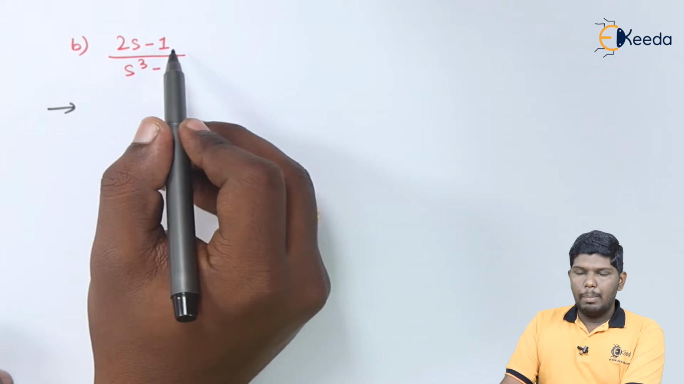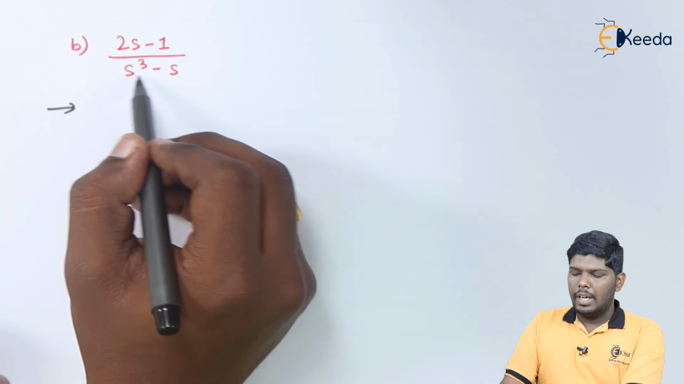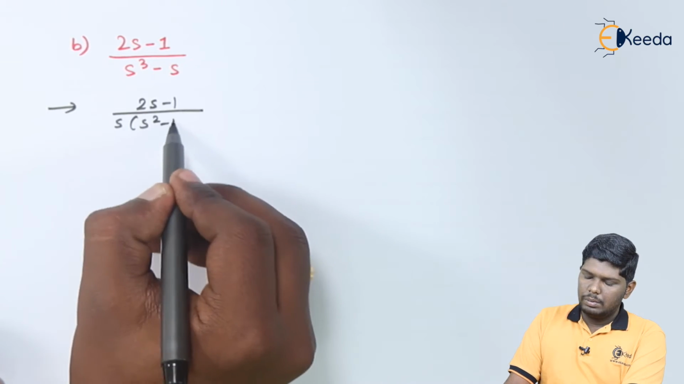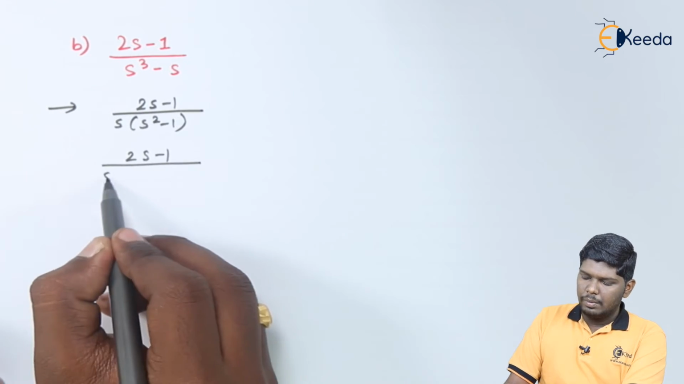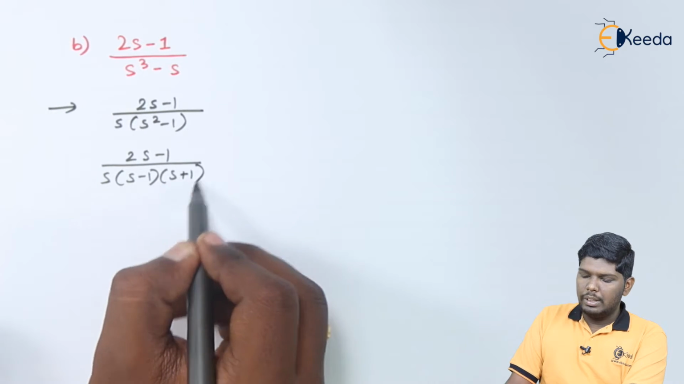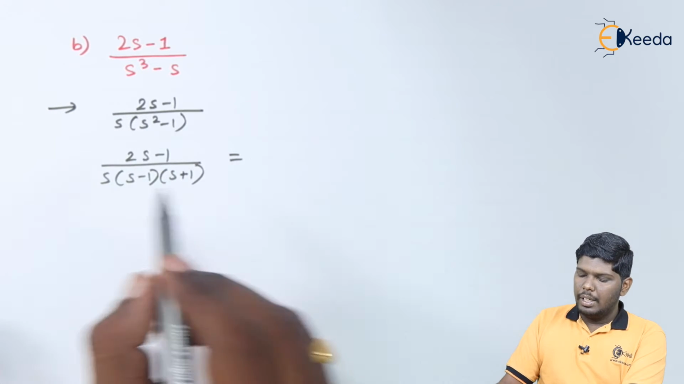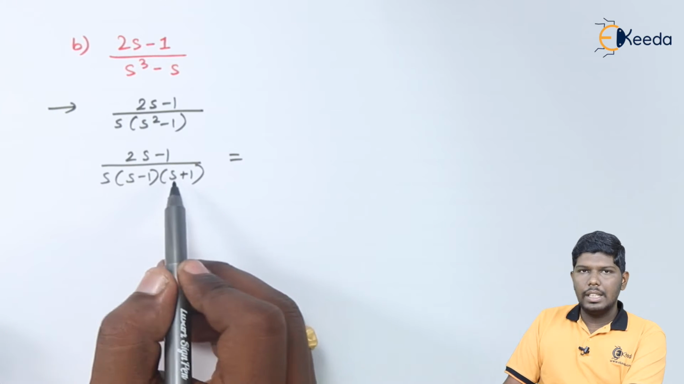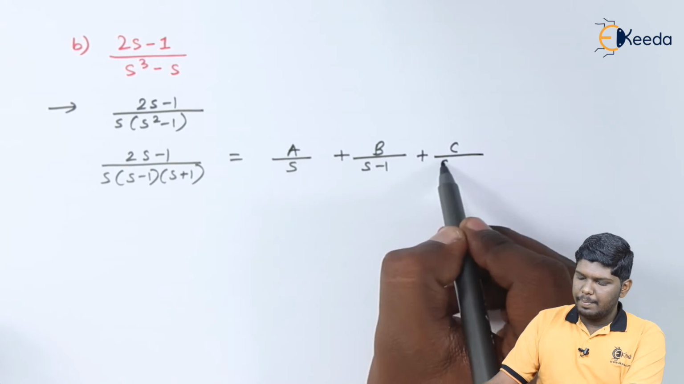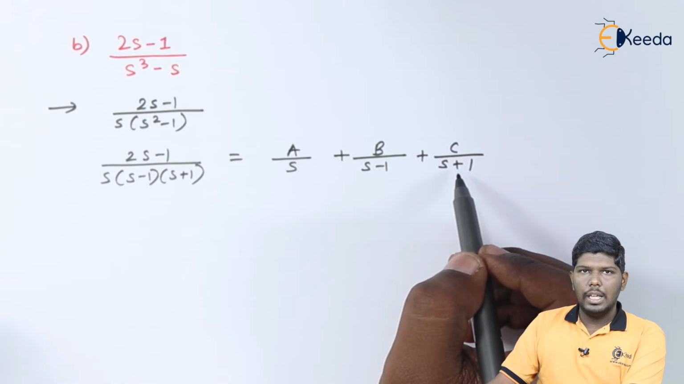Here we have 2s minus 1 upon s cube minus s. For that first step, we can take s common and factorize it. Now s square minus 1 can be written as s minus 1 into s plus 1. Let us convert this rational form in partial form. Here we need 3 constants as there are 3 factors in the denominator. So we have a upon s plus b upon s minus 1 plus c upon s plus 1.